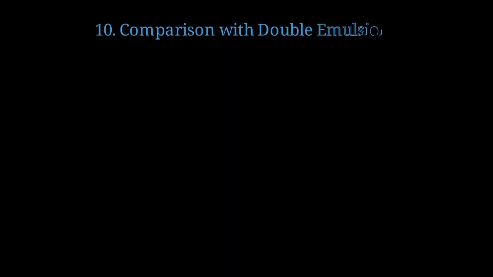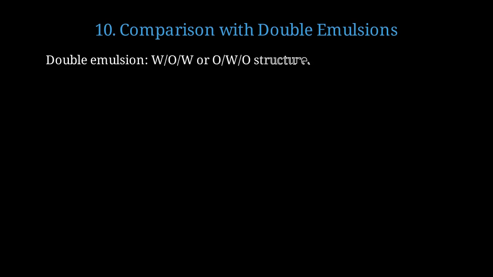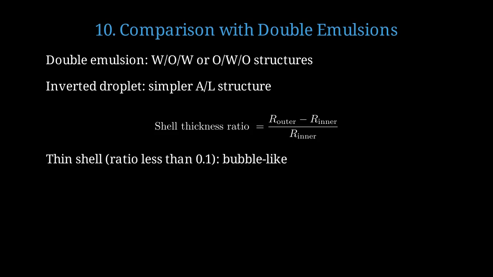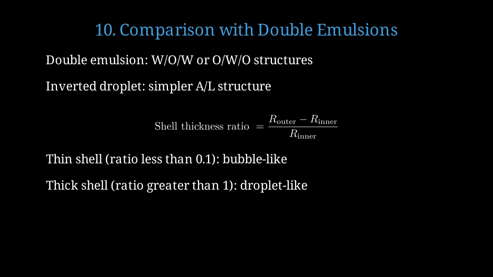Inverted droplets are related to, but distinct from, double emulsions. Double emulsions have structures like water in oil in water, or oil in water in oil. Inverted droplets are simpler, just air and liquid, but with a substantial liquid shell. We define shell thickness ratio as outer radius minus inner radius, divided by inner radius. A thin shell with ratio less than 0.1 behaves like a normal bubble. A thick shell with ratio greater than 1 behaves more like a solid droplet with a void.